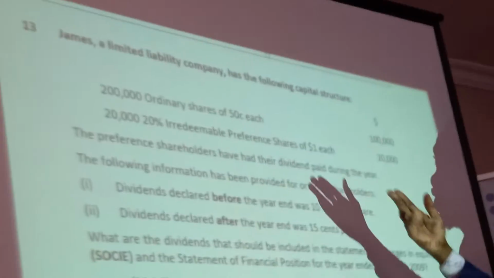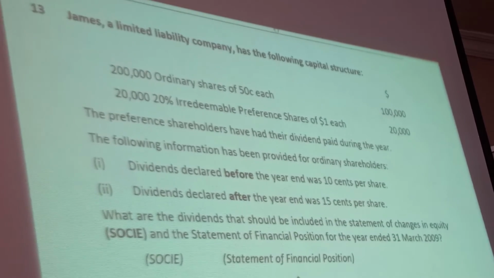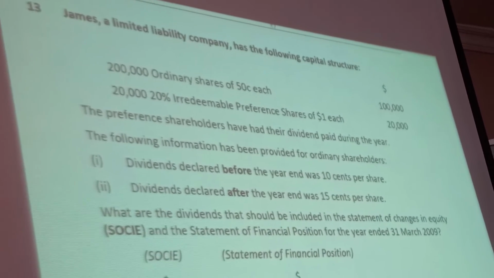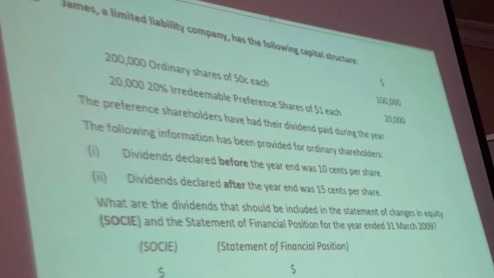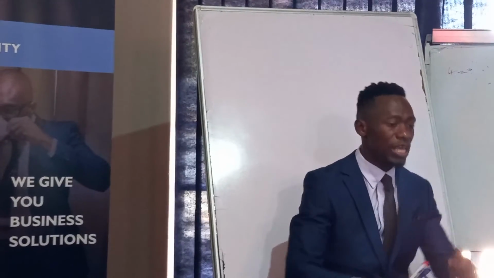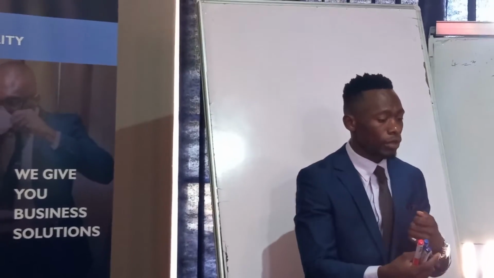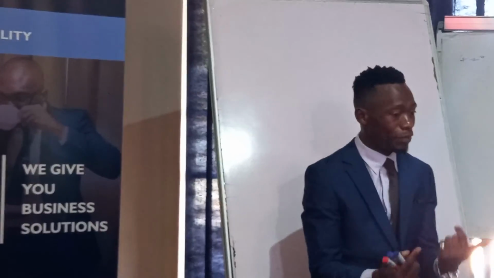Guys, we have the ordinary shares, we have the preference shares. There are people who own the ordinary shares, those people are called ordinary shareholders, right? And the people who own the preference shares are called preference shareholders. What is the difference between the two? The ordinary shareholders are the permanent owners of the company. The preference shareholders are the temporal owners. That's the difference. The ordinary shareholders doesn't mean ordinary people. You are the permanent owners.